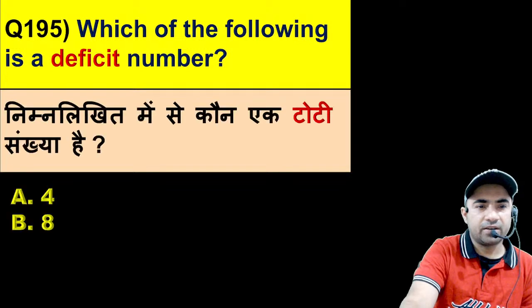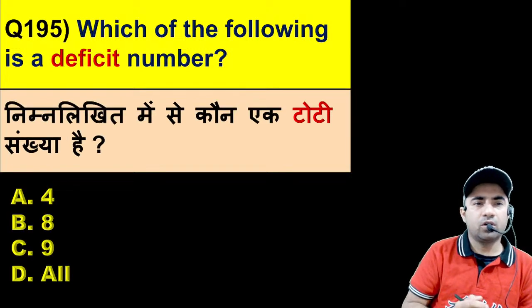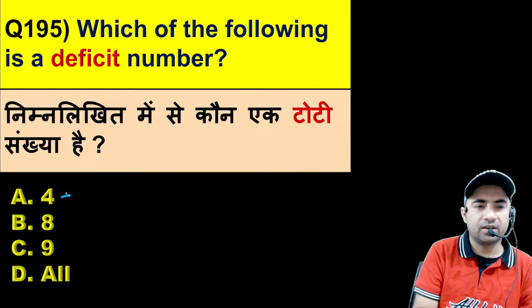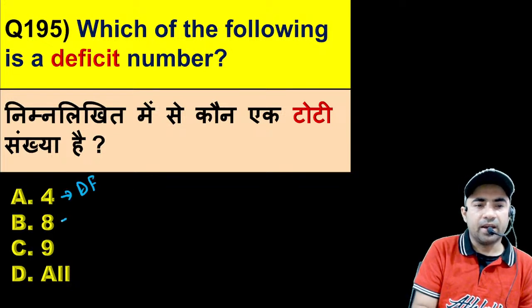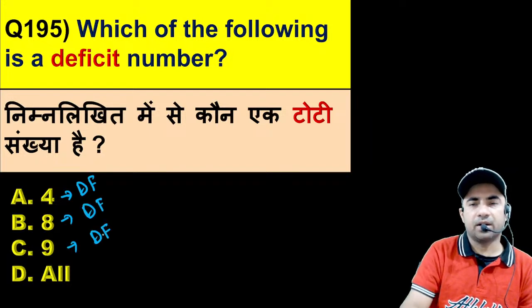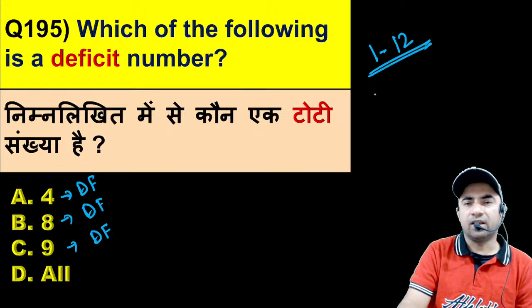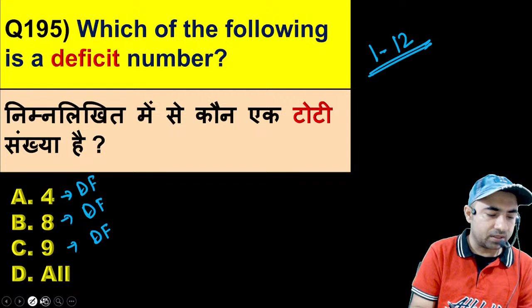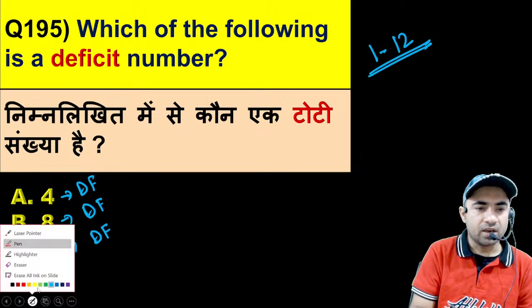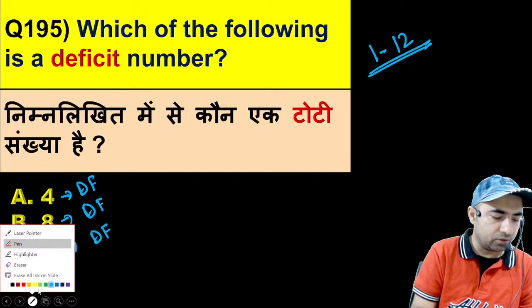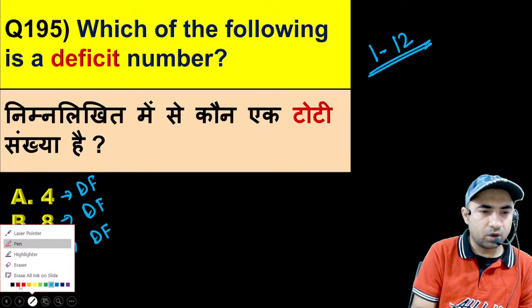Next question on your screen, question number 195. Which of the following is a deficit number? We have already covered that 4 is a deficit number, 8 is also a deficit number, and 9 is also a deficit number. From 1 to 12, just remember this, guys. Right answer, Rahul Chaudhary, absolutely right answer you have given. 1 is the smallest deficit number.